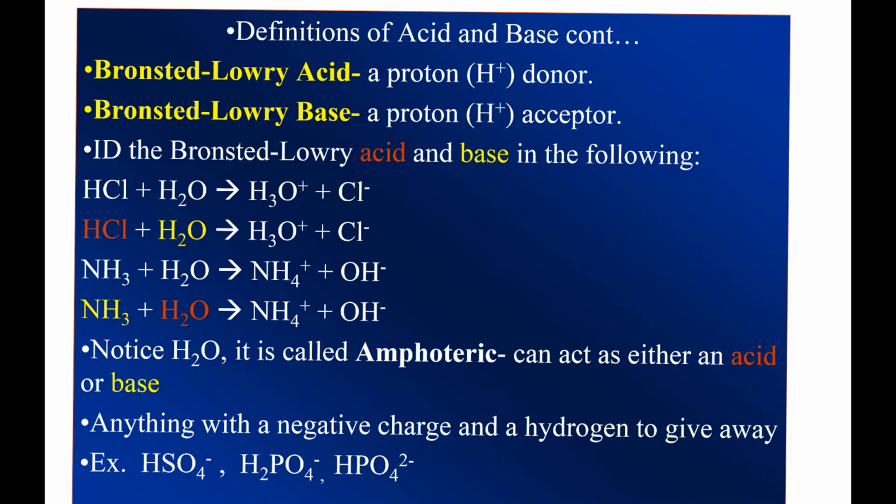Okay, next definition, Bronsted-Lowry. The Bronsted-Lowry definition says an acid is a proton donor, so it gives away a proton, or remember, an H+ ion. A Bronsted-Lowry base is one that receives an H+. Okay, so again, it's not different. It's still consistent with the last definition, but it adds more characteristics to what an acid and base are.